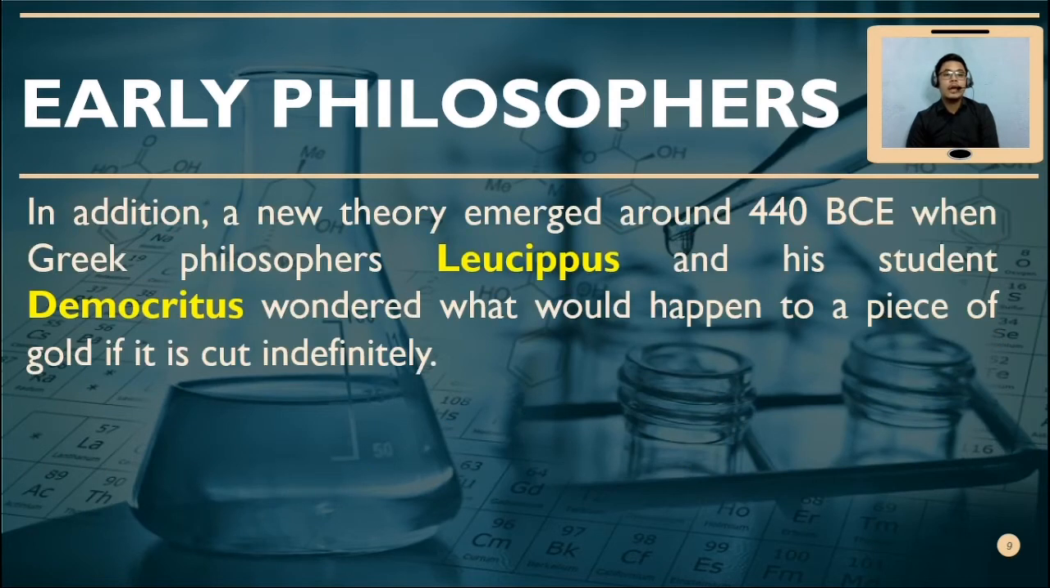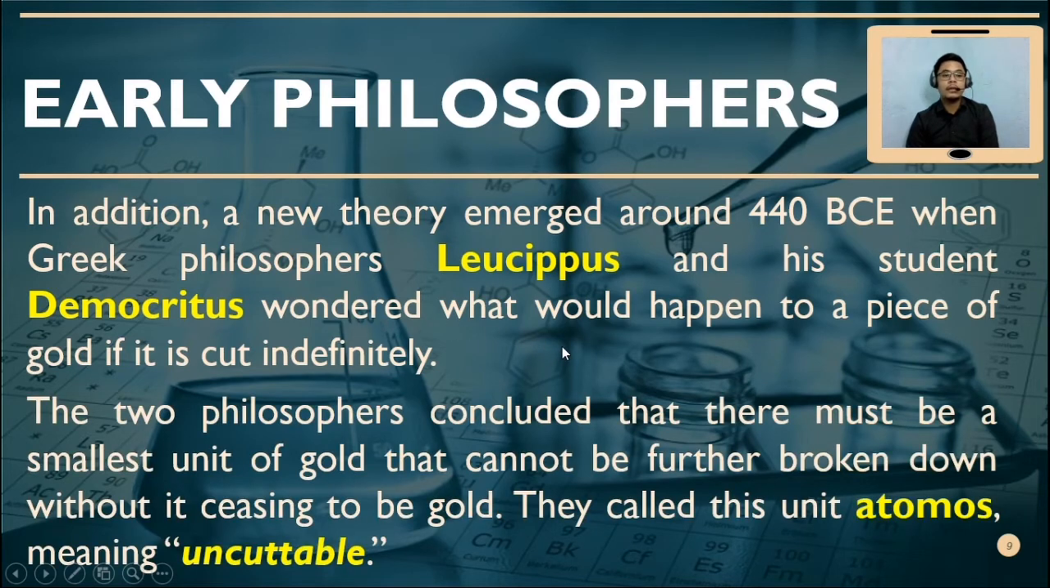On the other hand, a new theory emerged around 440 BCE when Greek philosophers named Leucippus, together with his student Democritus, wondered what would happen to a piece of gold if it is cut indefinitely. As you can recall, Leucippus and Democritus were already tackled during our first semester, in the discussion about the different theories regarding the origin of the universe, wherein they founded the school of atomism. They were curious what would happen if a piece of gold is cut indefinitely. After conducting their experiment, the two philosophers concluded that there must be a smallest unit of gold that cannot be further broken down without it ceasing to be gold. And they called this unit atomos, which means uncuttable.